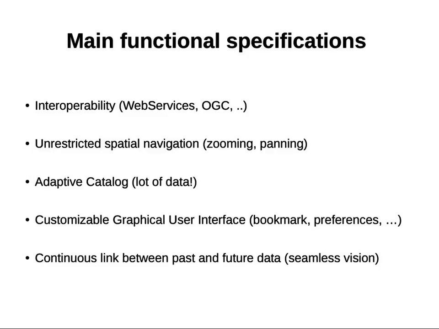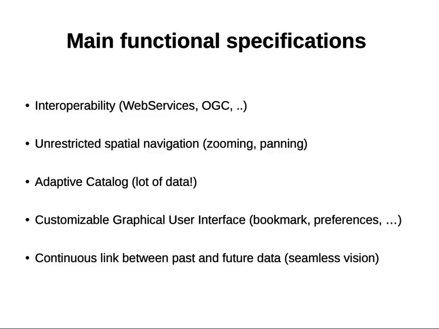The first one is that Synopsis is interoperable with use of web services. It has what we could call Google Maps-like spatial navigation with zooming and panning. Because of the increasing amount of data, Synopsis offers an adaptive catalog and provides the best data set according to the validity date, the process, or the product. The graphical user interface is customizable. And last but not least, because very important for our forecasters, there is a continuous link between past and future data.